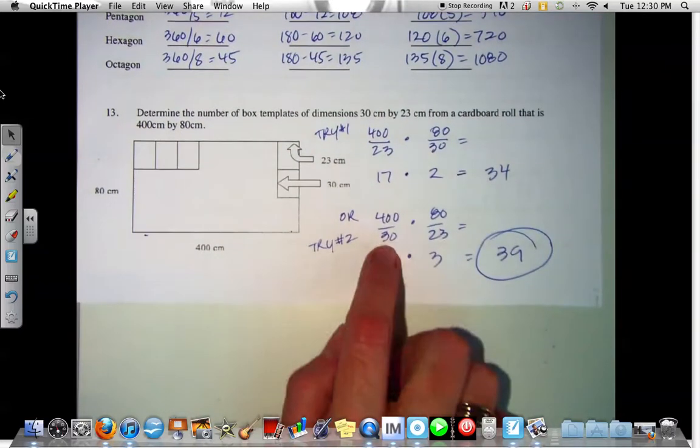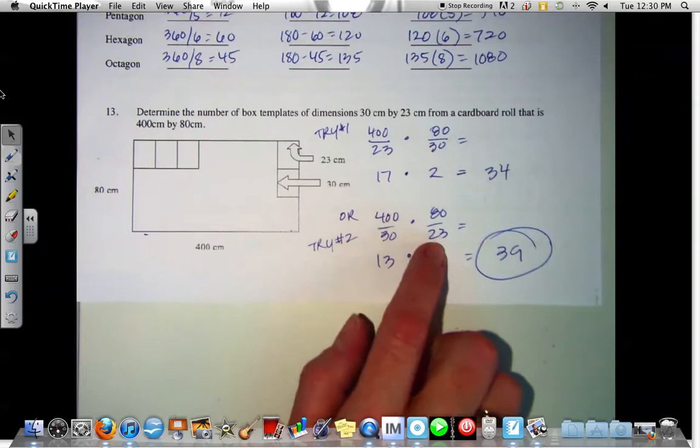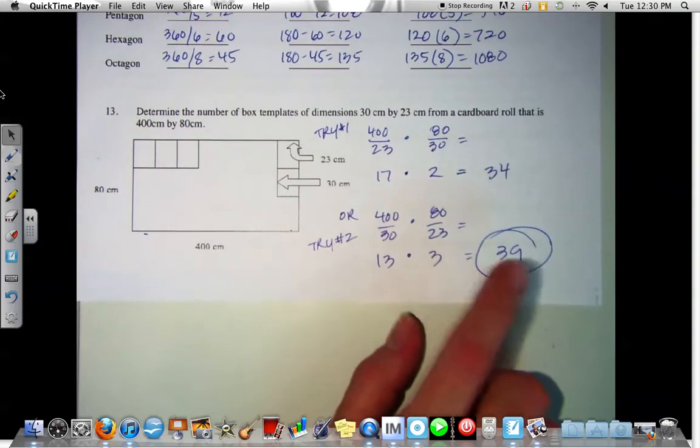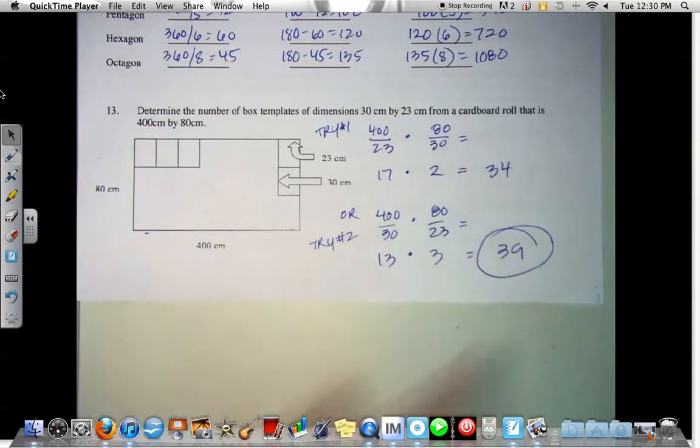So 400 divided by 30 this time, and 80 divided by 23. Take your whole parts, multiply, and you would get 30. That's the maximum number of templates you can cut out from this.